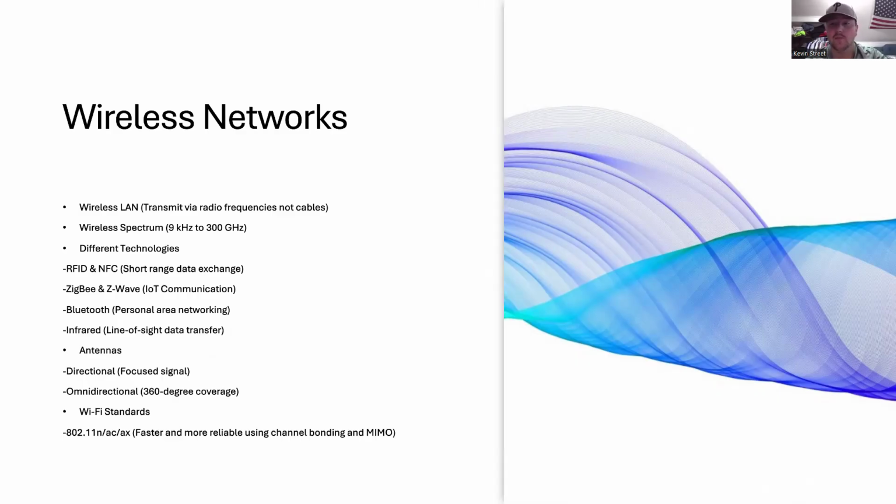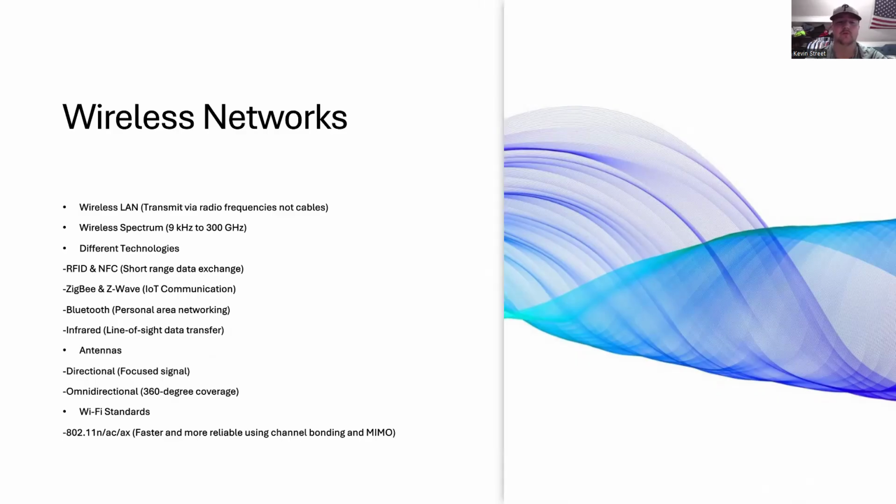The most common use of this you'll see is when you use Apple Pay or the tap chip on your card. Just tap it on the reader. Zigbee and Z-Wave are used for Internet of Things communication. Bluetooth is used for your personal area networking, whether you be connecting to your headphones, your car or truck, any kind of vehicle that has Bluetooth capabilities, stuff like that. And infrared, which is a line of sight data transfer.